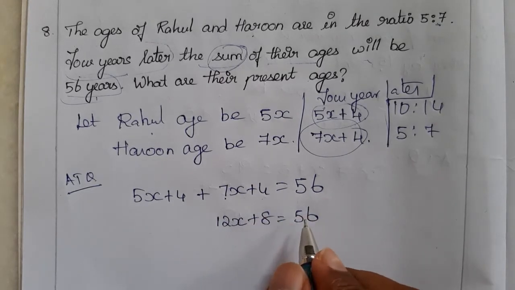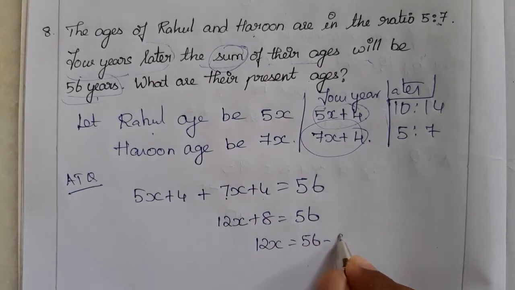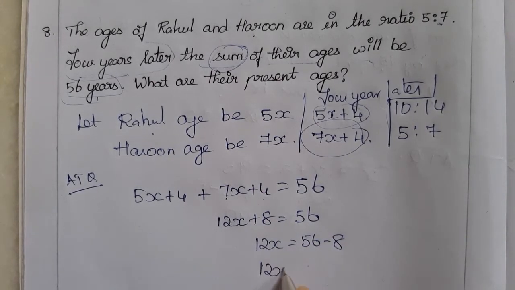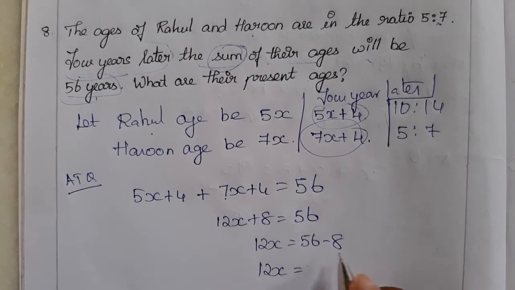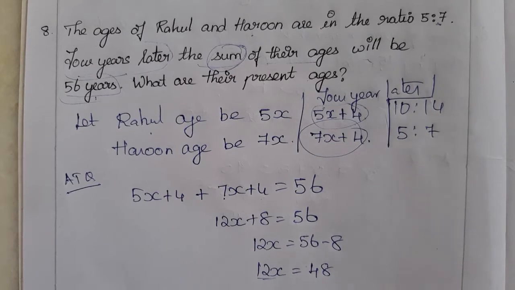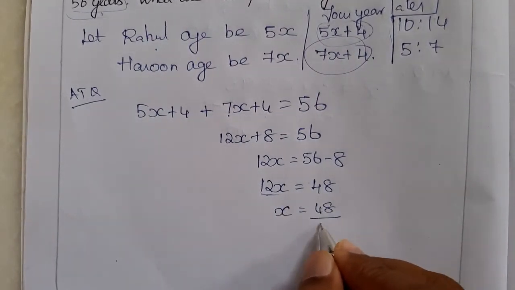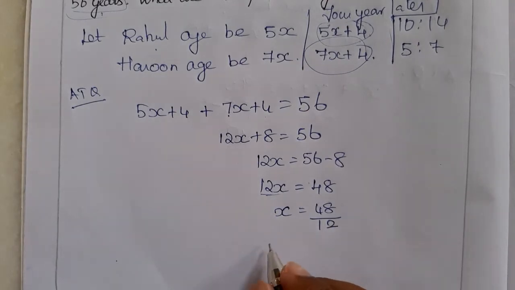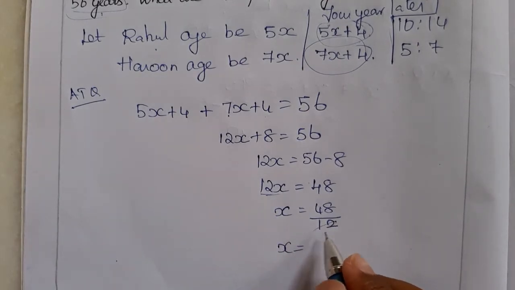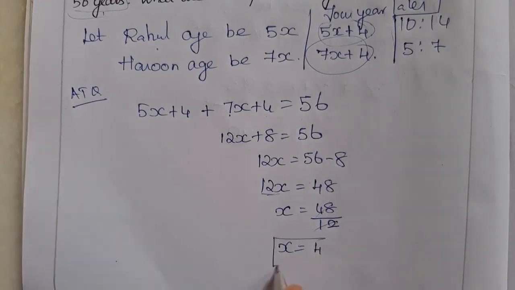If 8 moves across, it becomes a subtraction. So 12x is equal to 56 minus 8, which is 48. And 12 is multiplying, so it goes to the other side as a division. So x is equal to 48 by 12. 12 factors, right? 48, how many times? 4 times. So x is 4.